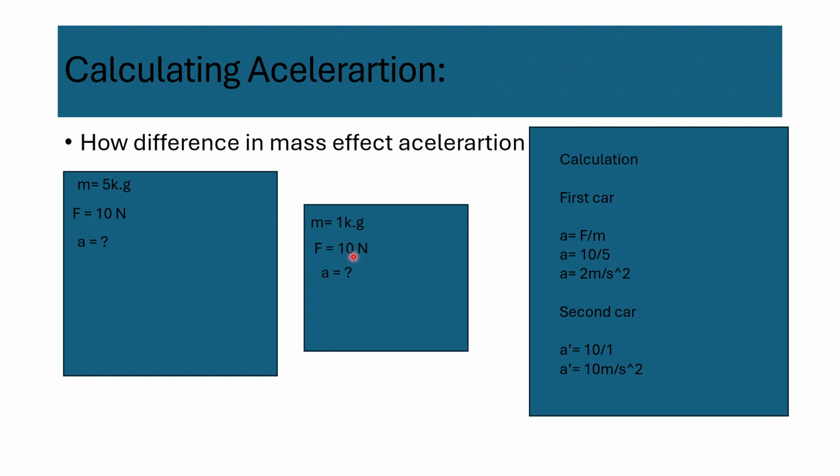If you notice, the force F is the same in both cases. So for the first one, when I calculate the acceleration, a equals F over m. a is 10 divided by 5, which is 2 meters per second squared. The second one is going to be 10 meters per second squared. Why? Because it has a smaller mass, so with the same force, it's going to accelerate more, according to Newton's second law. This is the video for today, guys.